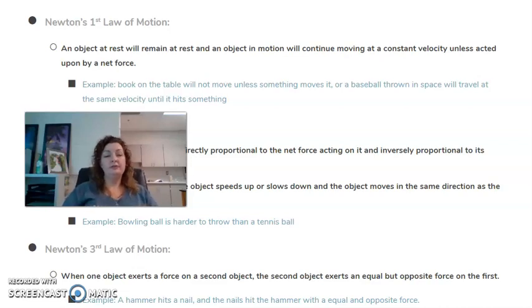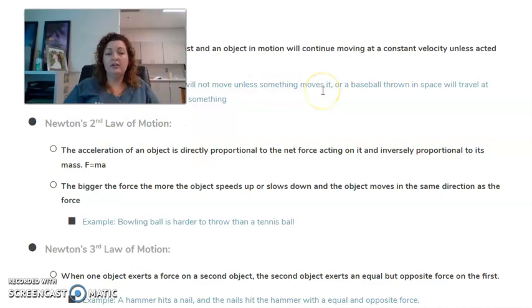So first, Newton's first law. An object at rest will remain at rest, and an object in motion will continue moving at a constant velocity unless acted upon by a net force. So I gave you an example here. A book on a table will not move unless something moves it, or a baseball thrown in space will travel at the same velocity until something else hits it. Okay, so that's really what it's trying to explain.